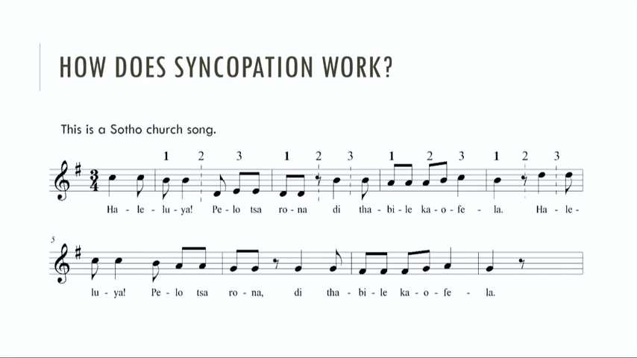If you look at the screen, you'll see that ya of hallelujah comes in between beat 1 and beat 2. And P of pilotsa also comes between beat 2 and beat 3. Look in the second bar, you'll see that D of ditabile comes in the middle of beat 2 and beat 3. And you'll see that the same happens for hallelujah in the last bar of that line. Listen to it again so that you can feel things are off the beat. They're working against the beat.